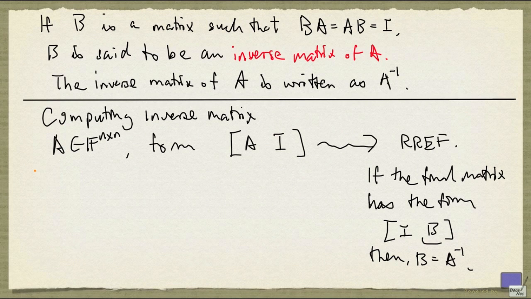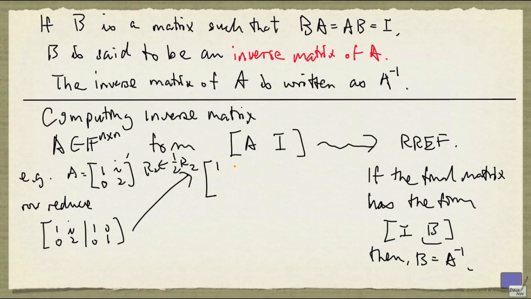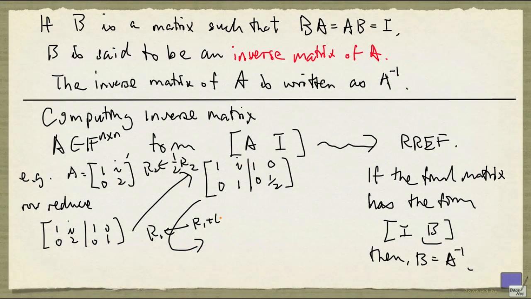So let's look at an example. This time I'm going to take a 2 by 2 matrix with complex entries. So we have to row reduce this matrix instead. What we're going to do first is replace row 2 by 1/2 times row 2. And that will give me this matrix here. And then I'm going to replace row 1 with row 1 plus negative i times row 2. And this is the result.